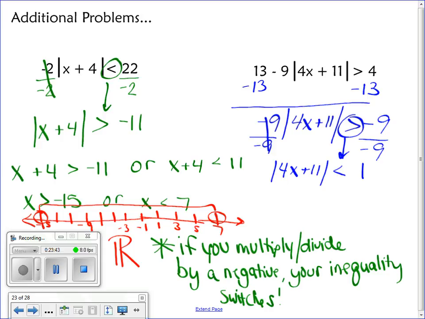All right, so that gives me 1. All right, so we have 2 bars, 2 equations. So 4x plus 11 is less than 1, and, or I'm sorry, or, and 4x plus 11 is greater than -1.